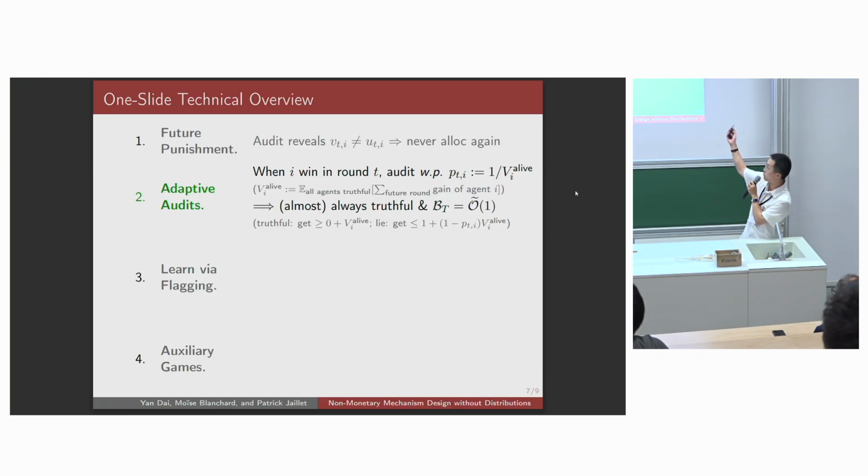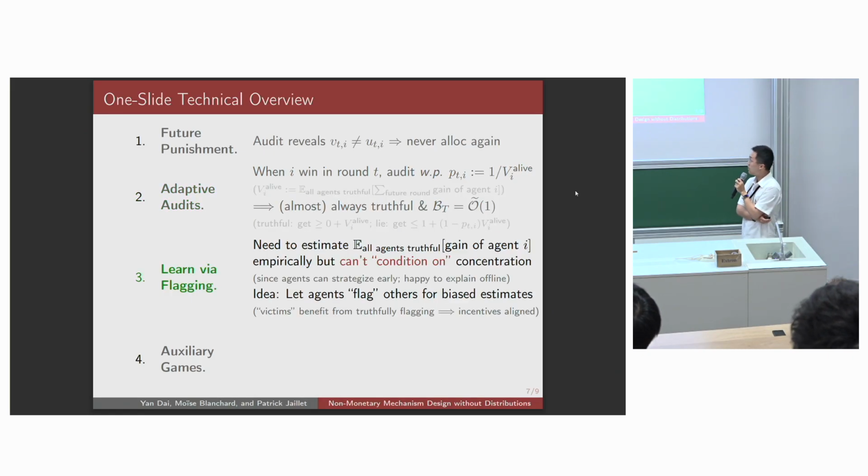And I gave a one-sentence comparison: your agents will carefully think about two possibilities. One is to be truthful and secure everything in the future. The second is that you get something immediately, but you lose a lot in the future. So the thing is that we do not have the distributional information, so we cannot actually know this fair share. So the issue is, how do we really learn in a strategic environment?